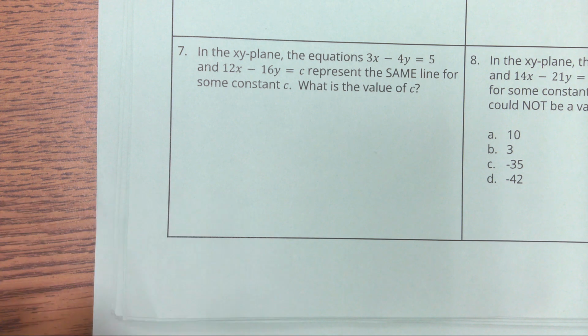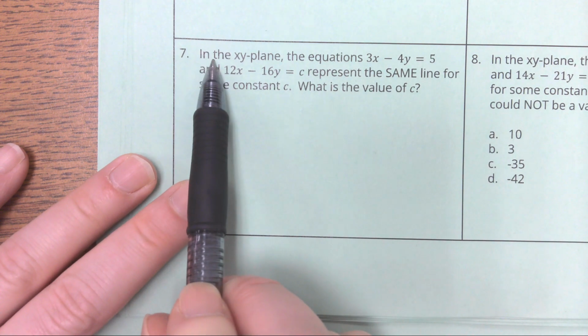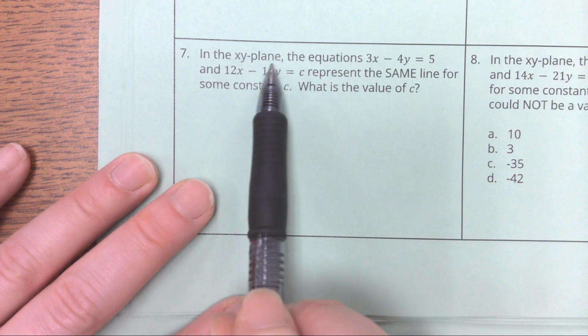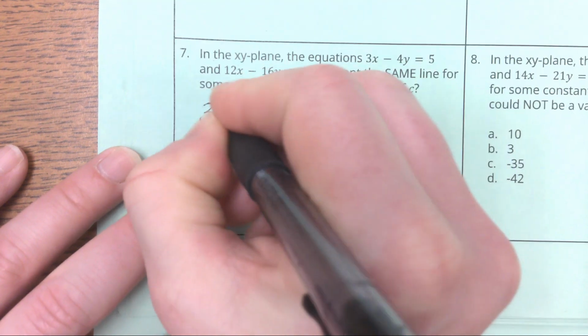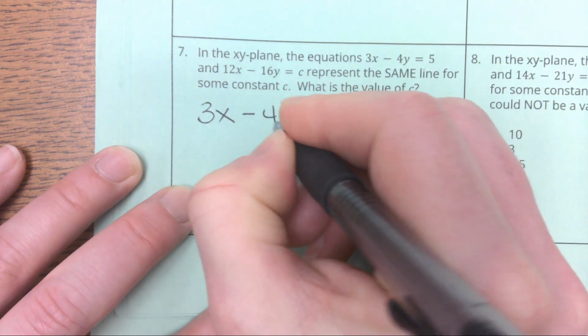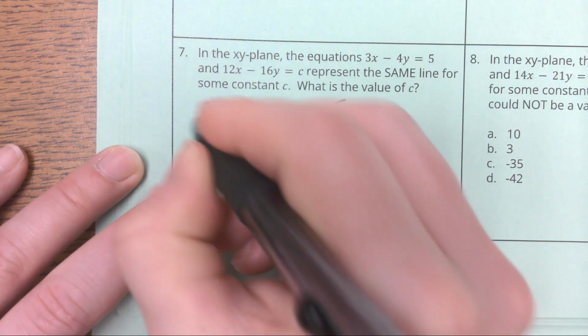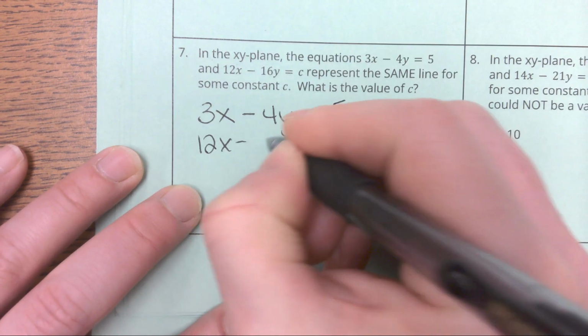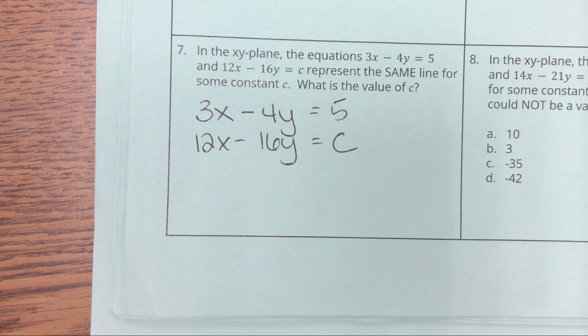If it's the same line, I think we all said when it was slope-intercept form, wouldn't they have the same slope and the same y-intercept? But in standard form, it's kind of hard to tell. So in question 7, it says, in the xy plane, the equations 3x minus 4y equals 5 and 12x minus 16y equals c represent the same line. What is the value of c?